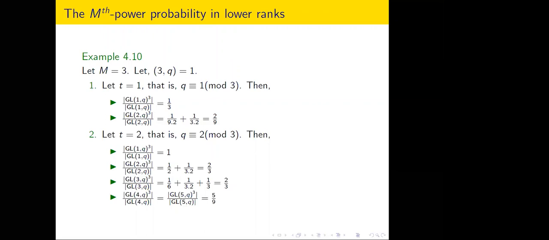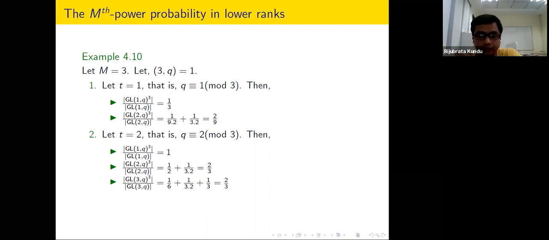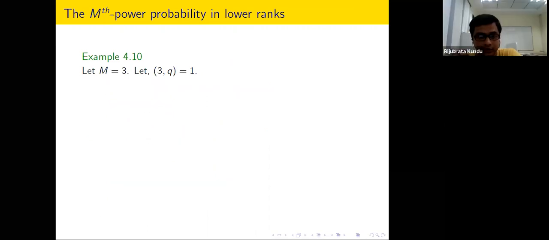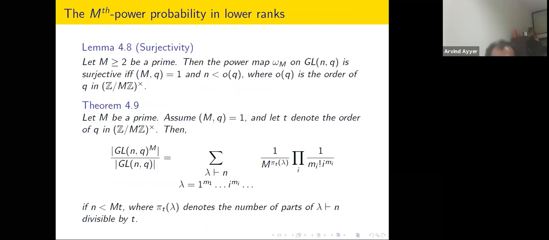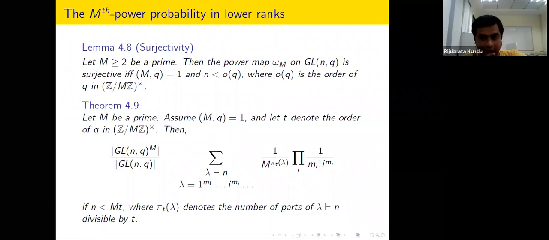I have a question about this last theorem. Is it true that this proportion is weakly decreasing as n increases, as n goes from 1 to mt minus 1? Yeah, it seems so. But we have not proved it, but it seems so.